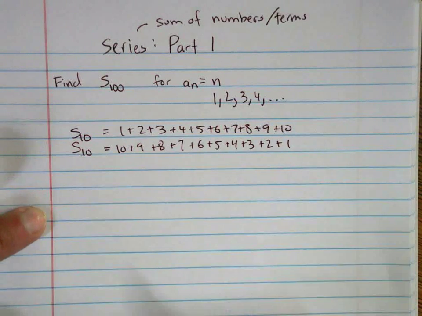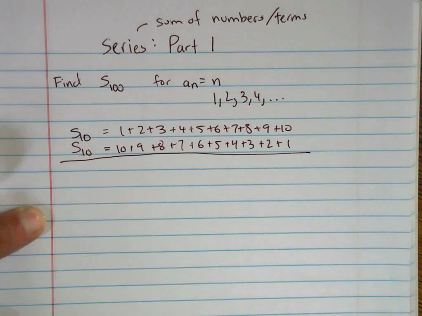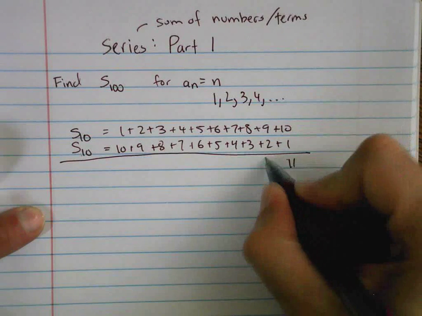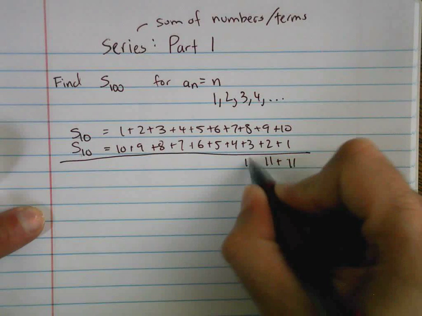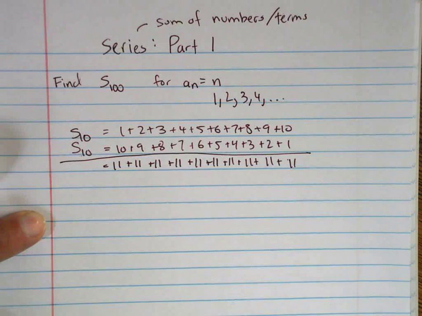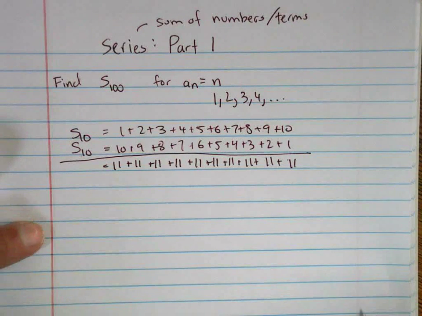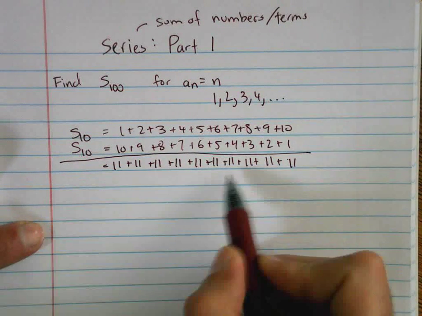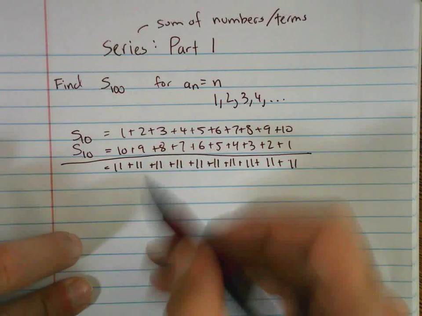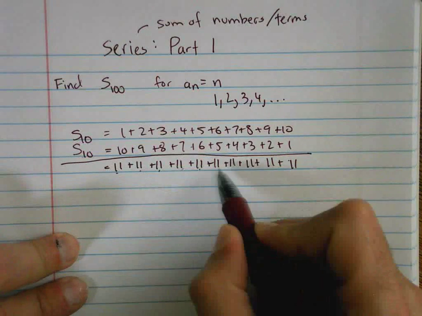Now I'm going to add all of these together, right? So 10 plus 1 is 11, 9 plus 2 is 11, 8 plus 3 is 11. Do it, do it, do it. And the idea is I could do it straight from here. For example, how many 11s do you have? I have 1, 2, 3, 4, 5, 6, 7, 8, 9, 10, 10 11s.